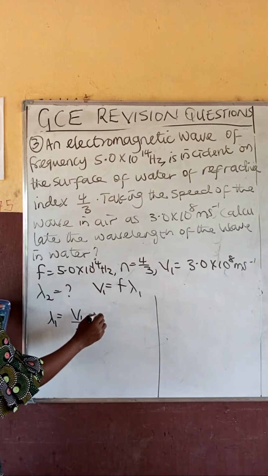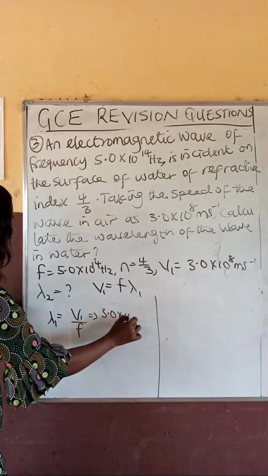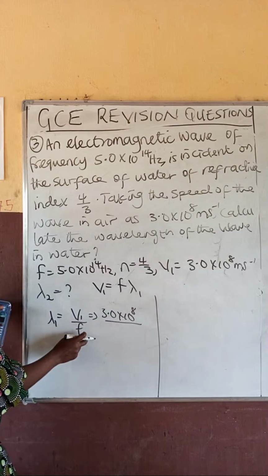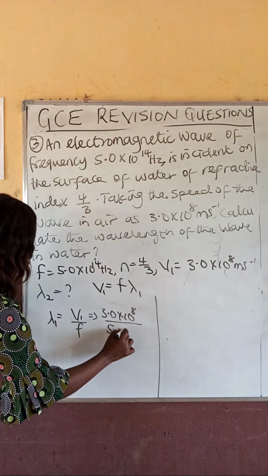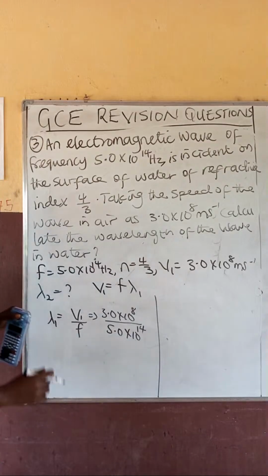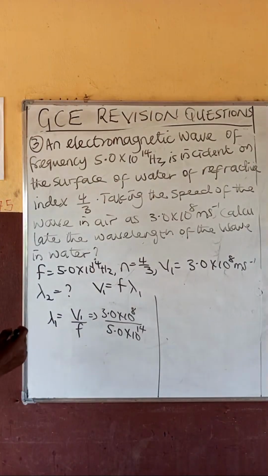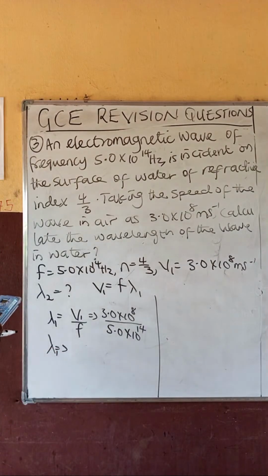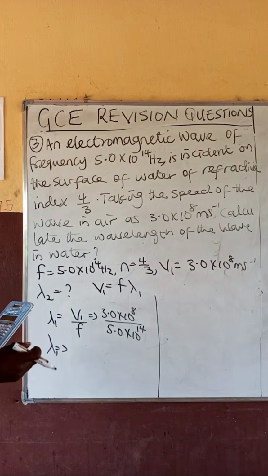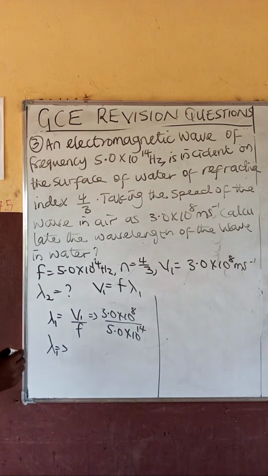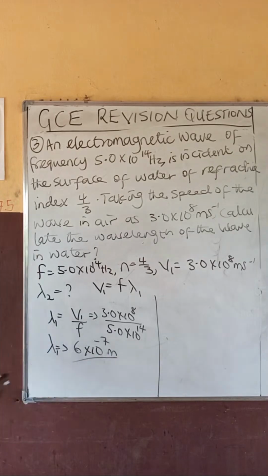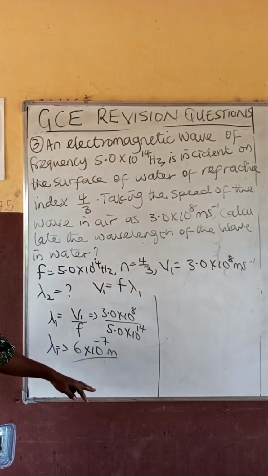So let's go. What's my V1? That is 3.0 times 10 raised to power 8. You don't need to put the units. You say divided by F, that is 5.0 times 10 raised to power 14. Is that clear? All right, so let's work it out. 3 exponent 8 divided by 5 exponent 14. I'm going to have 6 times 10 raised to the power of minus 7 meters. Now, this is the wavelength of this wave in medium 1.